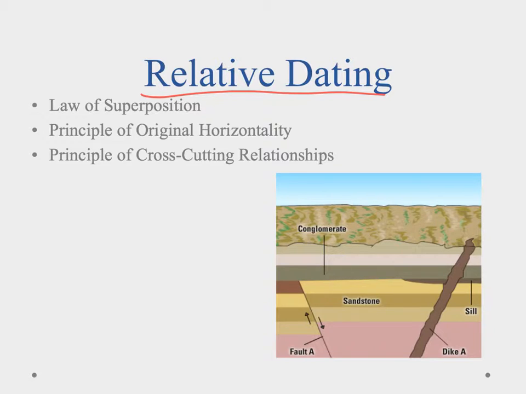Now, for us to be able to do that, we have three different laws that we use. The first one is the law of superposition. And the law of superposition can best be described in this type of example. What it's saying is that if we have multiple layers of rock that are undisturbed, the younger ones are going to be on top of the older ones. So let me show you what that means.